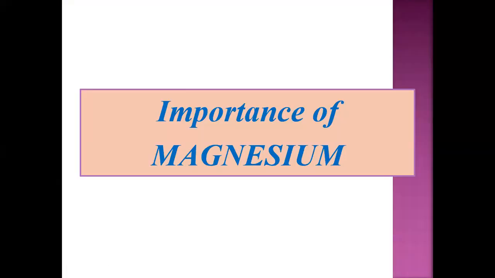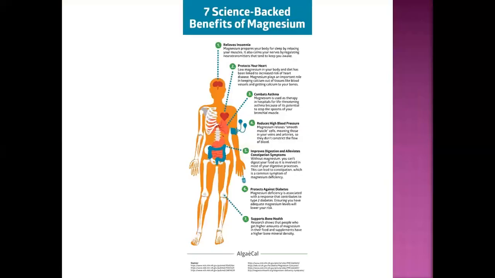Now, let us see the importance of magnesium. Magnesium, the biological significance: it is an essential element for animal physiology. 60% of the total magnesium in the adult human being is distributed in the skeleton, while the remaining is present in the cells.